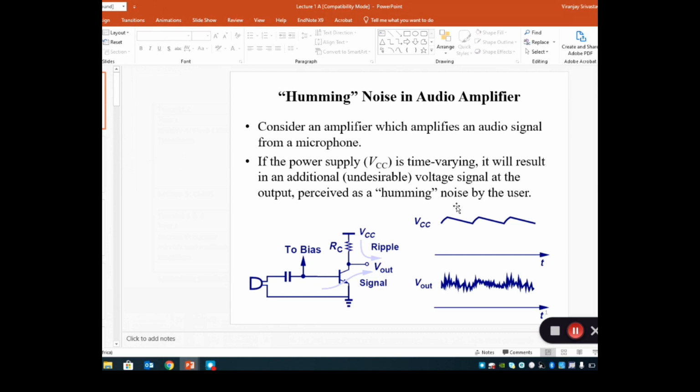We started with the humming noise in an audio amplifier. At that time I explained that if we apply a power supply VCC and some other signals are coming which we are going to amplify, then at the output terminal we will get some ripple and also the amplified signal. So the total overall output will look like this. In the present lecture we will try to avoid this ripple. How to avoid the ripple?